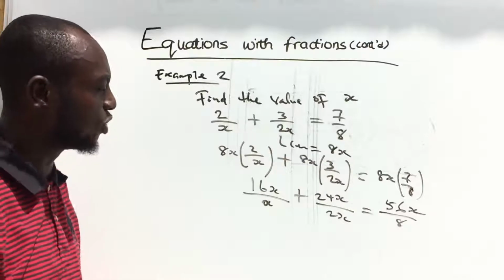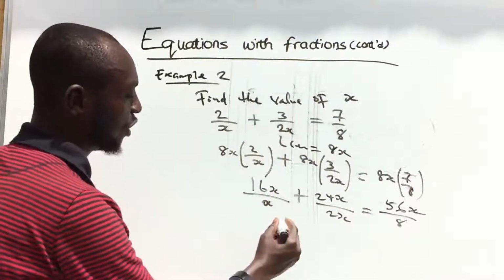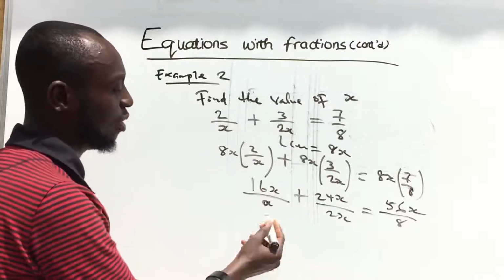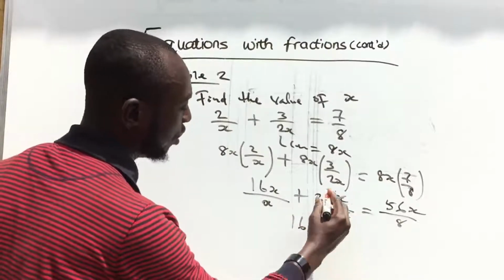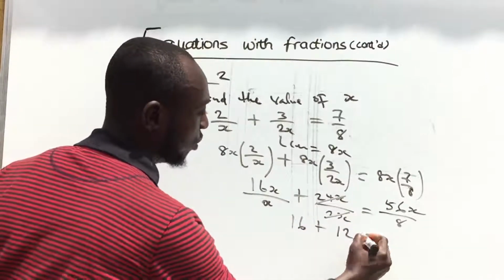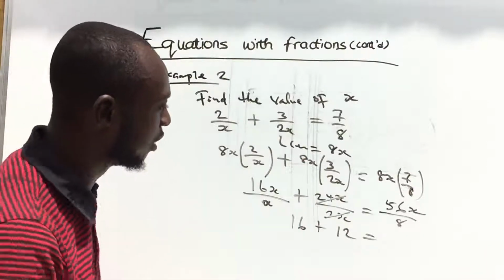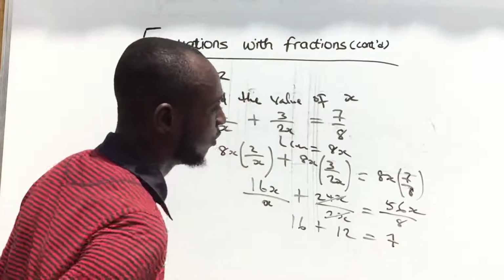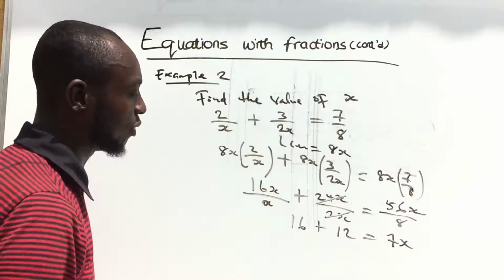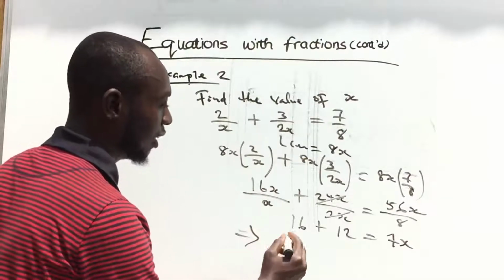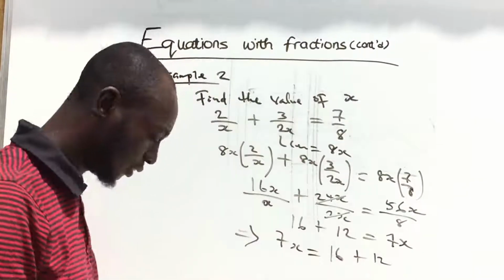At this point I'm going to reduce each of these fractions to its lowest term. This is going to give us s in 16s, that will give us 16, plus 2s in 24s, that is going to give us 12, which equals 8 in 56s, that is going to give us 7s. So at this point, let's write this equation as 7s equals 16 plus 12.